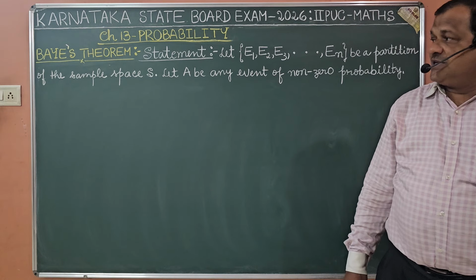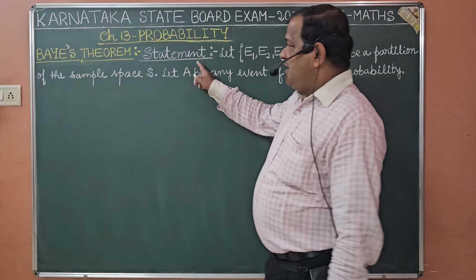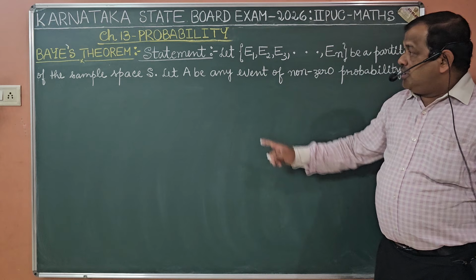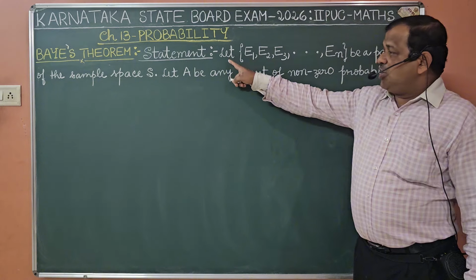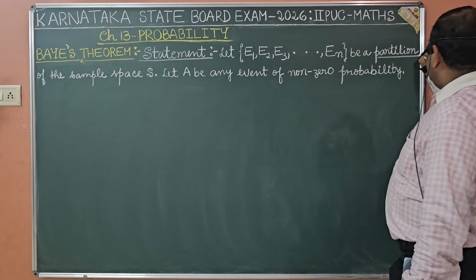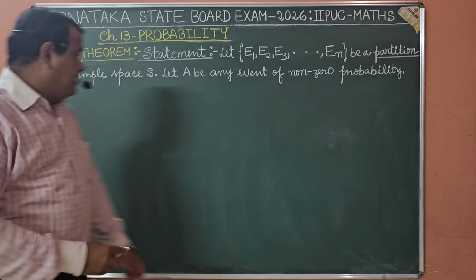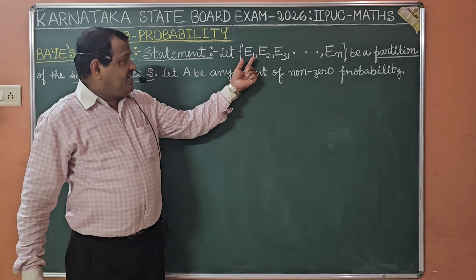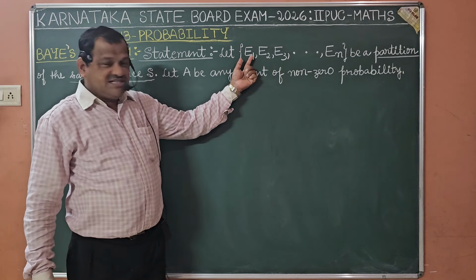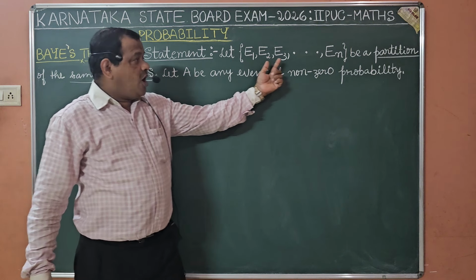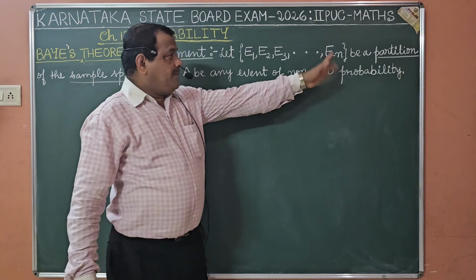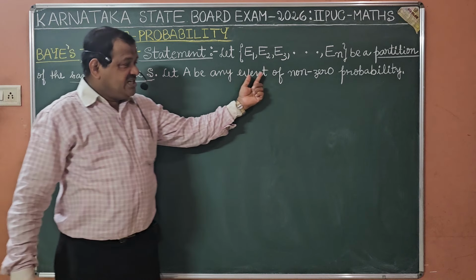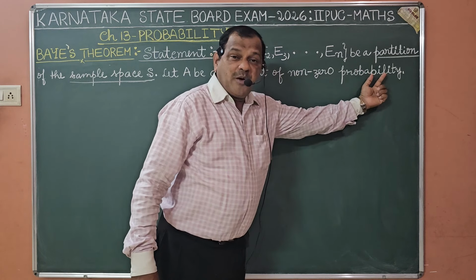Students, now I would like to explain the statement of Bayes' theorem in general, that is for n events. Just now I explained the meaning of a partition of the sample space. Assume a set containing n number of events, E1, E2, and so on, En, is a partition of the sample space. Let A be any event of non-zero probability.